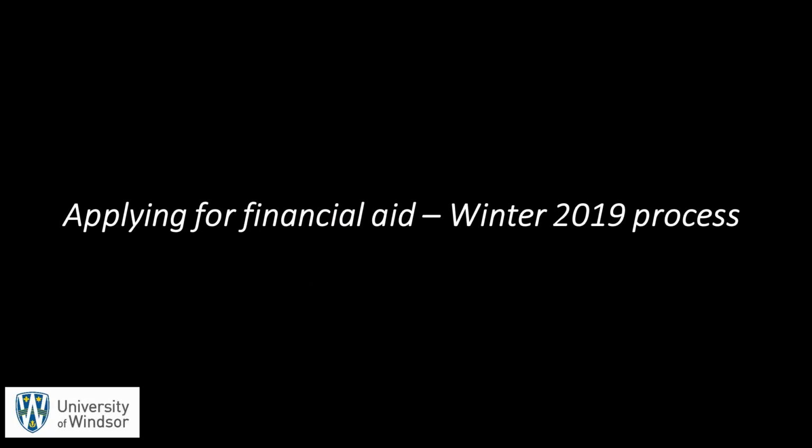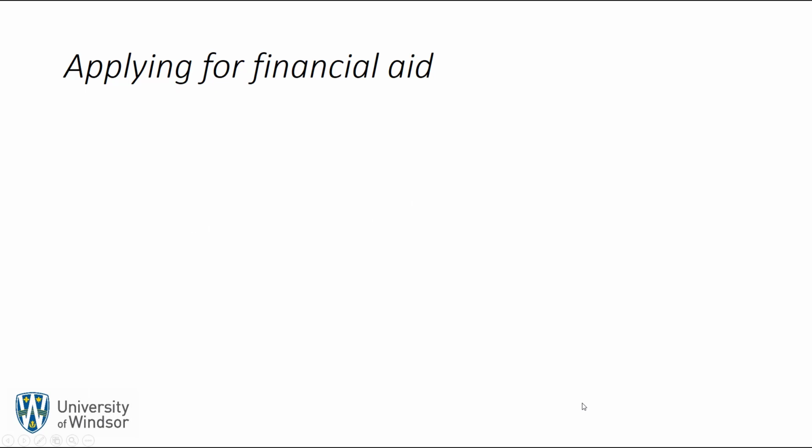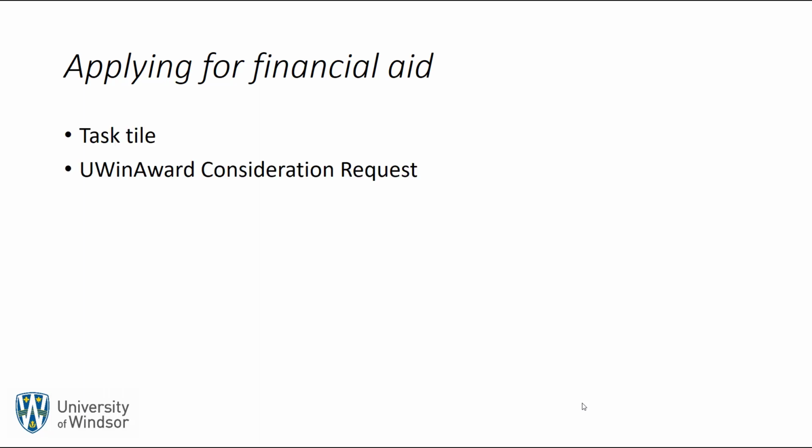To start the application process for financial aid, scholarships, bursaries, and awards for the winter 2019 term, you will have to complete 3 steps as part of the UWin Award consideration. This is due to the fact that many students have already completed their applications for specific awards. Note, beginning in fall 2019, you will automatically have a consideration activity guide sent to your task file. In this video, we will show you the task tile, UWin Award consideration request, and activity guide.